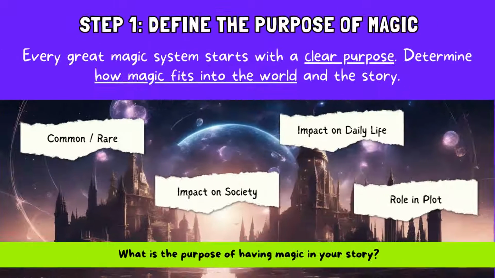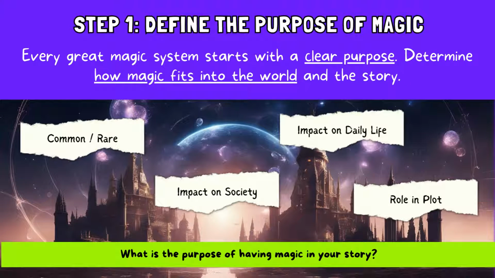Step 1. Every great magic system starts with a clear purpose. Determine how magic fits into the world and the story. Is it common or rare? How does it impact society, politics, and daily life? What role will it play in the plot?